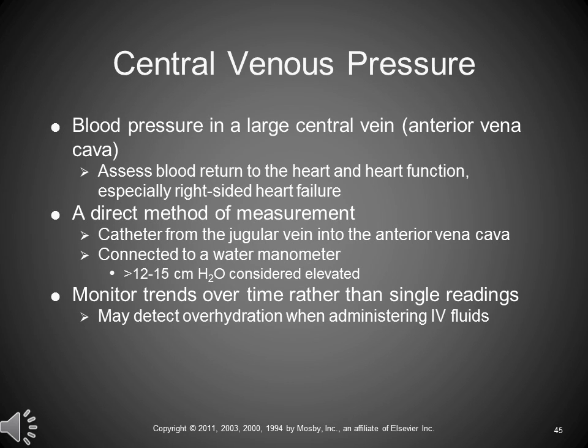Probably one of the most underused methods of measuring blood pressure is central venous pressure. We just don't use it much in veterinary medicine, and that's too bad. What we do is we place a catheter, an indwelling through-the-needle catheter, into a large central vein, usually the anterior vena cava, going down the jugular. Okay, and you put it in the right jugular vein and send it all the way down as close as you can to the atrium. What you're doing is you're assessing blood pressure, return to the heart, and heart function, especially right-sided heart failure.